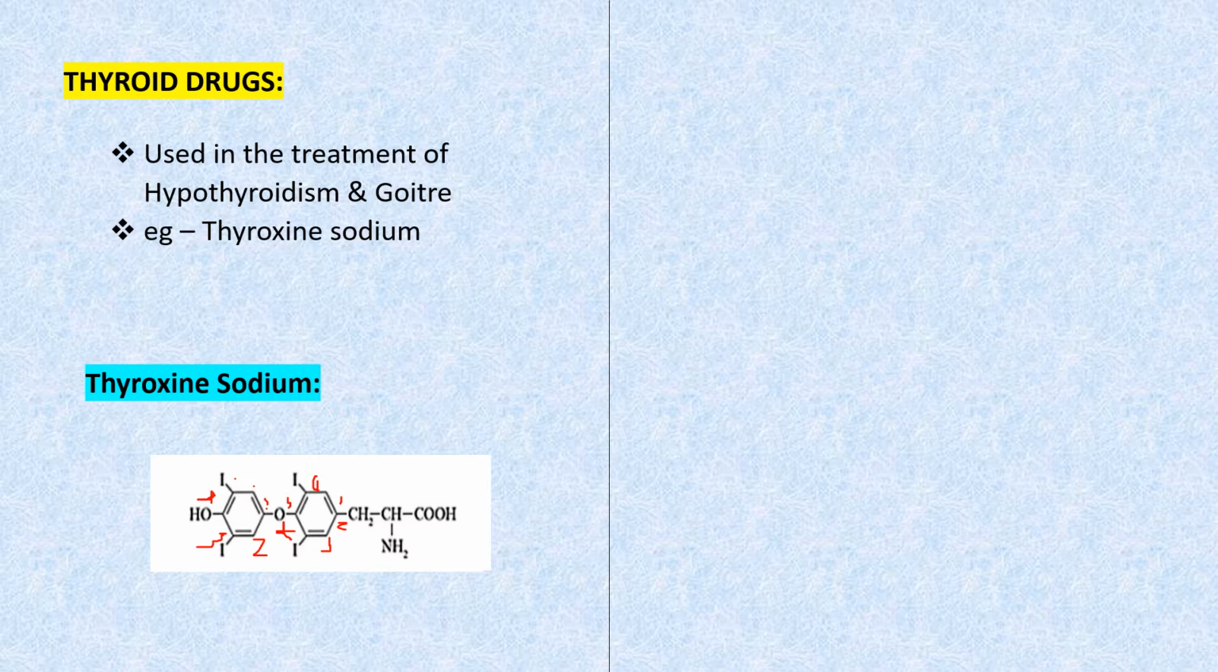I have identified the basic skeleton, that is thyronine. Then I have given the numbering 1, this is your 2, this is your 3, 4, 5 and 6 position. Here a complicated group is present, therefore separate numbering is given 1, 2, 3, 4, 5 and this is your 6th one.